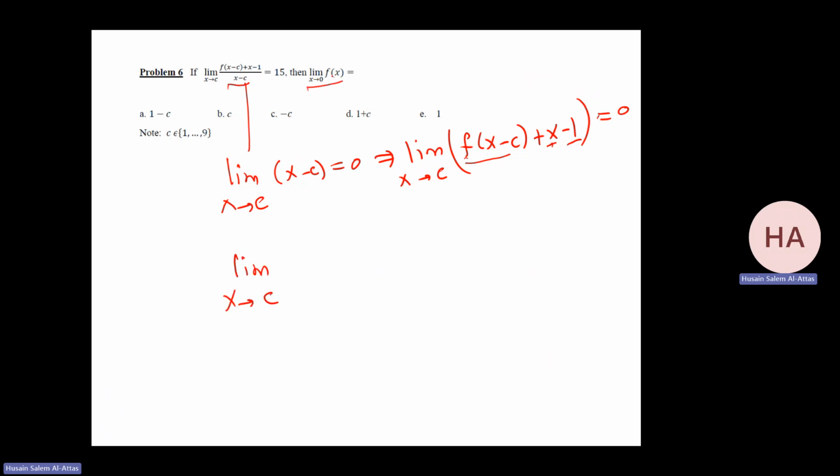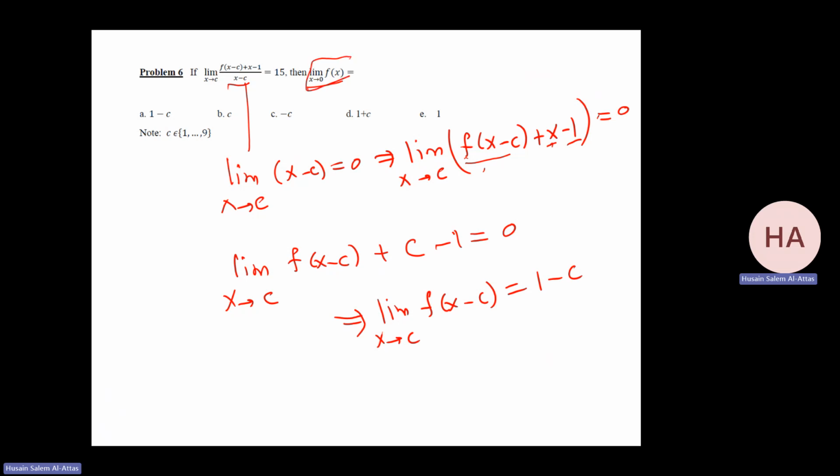I mean, from the answer, this limit exists. So this limit actually is the same as that limit. I will show you now. They are the same. x minus c plus c plus x minus 1 equals 0. That implies limit as x goes to c of f of x minus c equals 1 minus c. What is my question? My question is the limit as x goes to 0 of f of x, not this one. By the way, they are the same. How are they the same? If we do this trick.